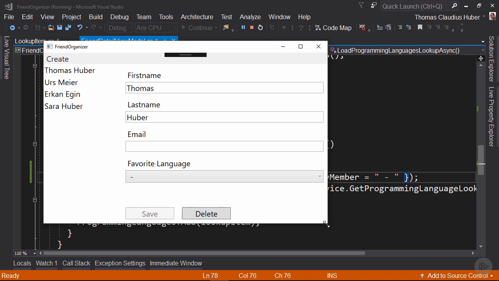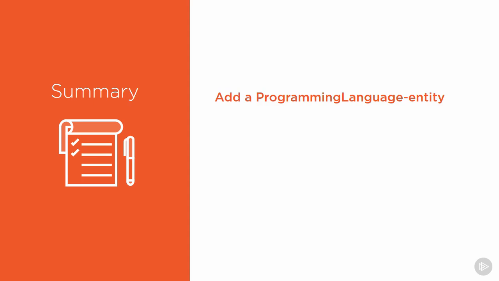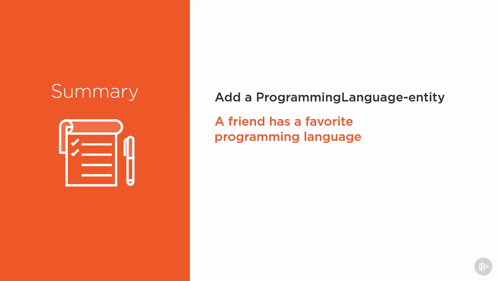Let's wrap up what you have learned in this module. In this module, we have added a programming language entity to the Friend Organizer application. We have seeded and migrated the database with Entity Framework Code First. Now a friend has a favorite programming language.